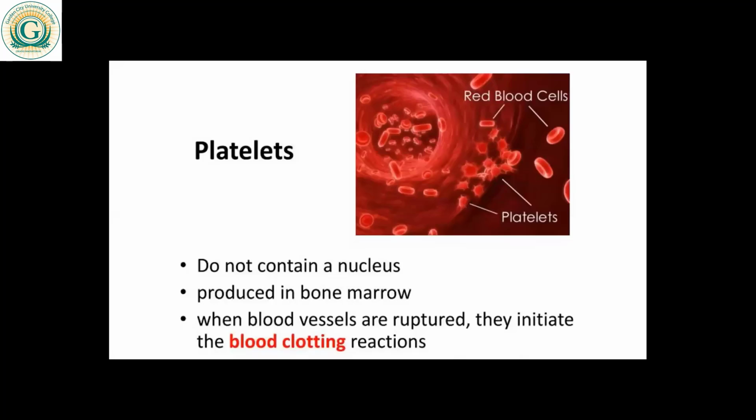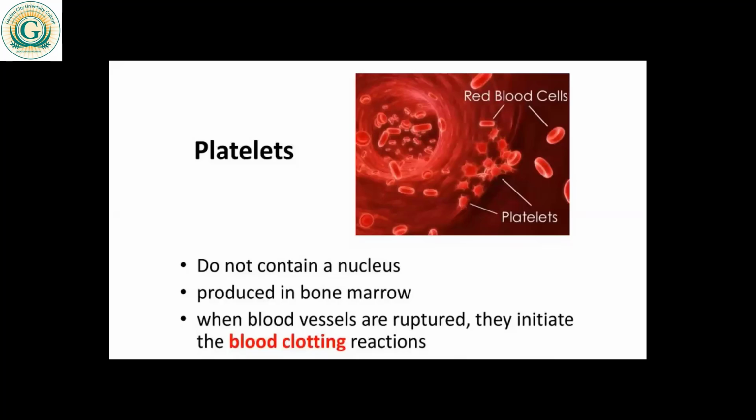Then we look at platelets. Platelets are cell fragments, and we are saying they do not contain a nucleus, just like the red blood cells. They are also produced in the bone marrow just like the other cells. And when there's a blood vessel rupture or a cut, platelets together with clotting factors help blood clotting. But it's these cells that initiate the clotting process.